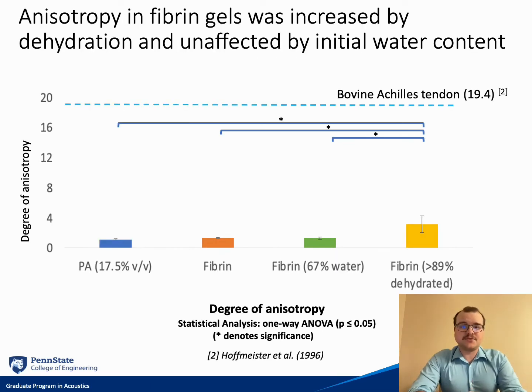However, the degree of anisotropy, which again is calculated as the ratio of squared axial sound speeds, was unaffected by the initial water content, but was actually significantly higher in dehydrated fibrin than all other gels, and approached about 16% of what has been measured for bovine Achilles tendon.